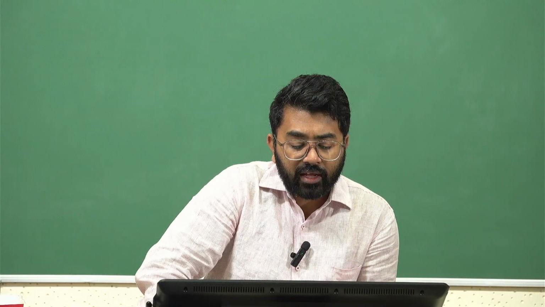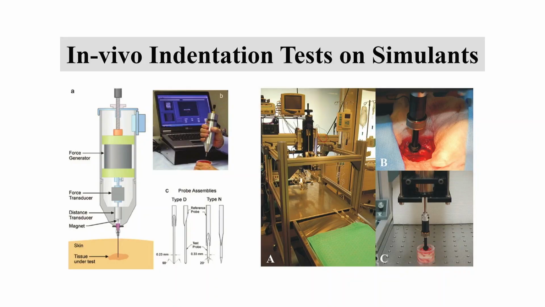There are other probes, like 0.33 millimeters. You're looking at 20 degrees, so a pretty sharp tip probe, right? These are some examples on the left, and then on the right you're looking at a 3D bioprinter.